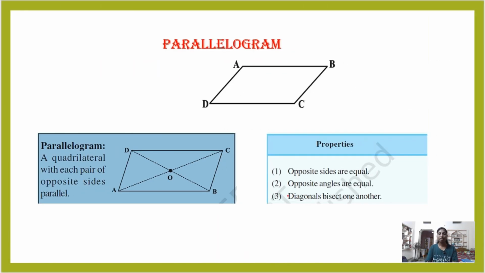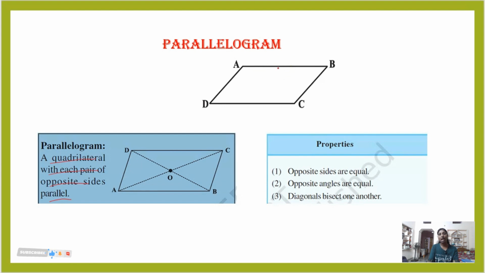So what is a parallelogram? Parallelogram is a quadrilateral, and I hope that you know what a quadrilateral is. Quadrilateral means a four-sided polygon. So here a parallelogram is a quadrilateral which has four sides. What is the definition of a parallelogram? A quadrilateral with each pair of opposite sides parallel. So here a parallelogram is a four-sided polygon.